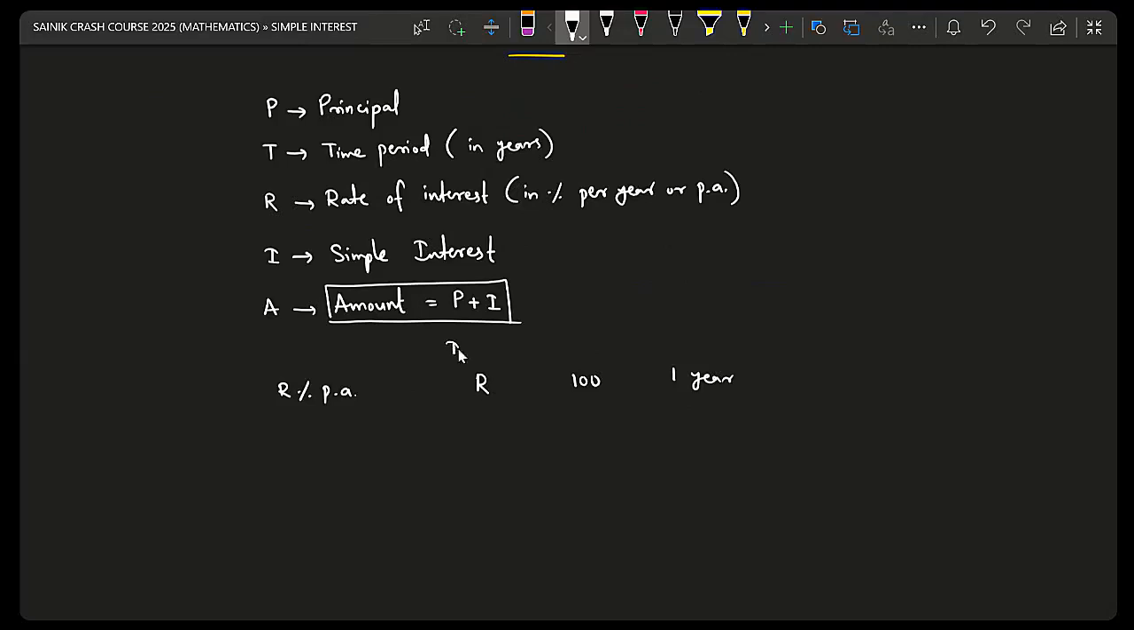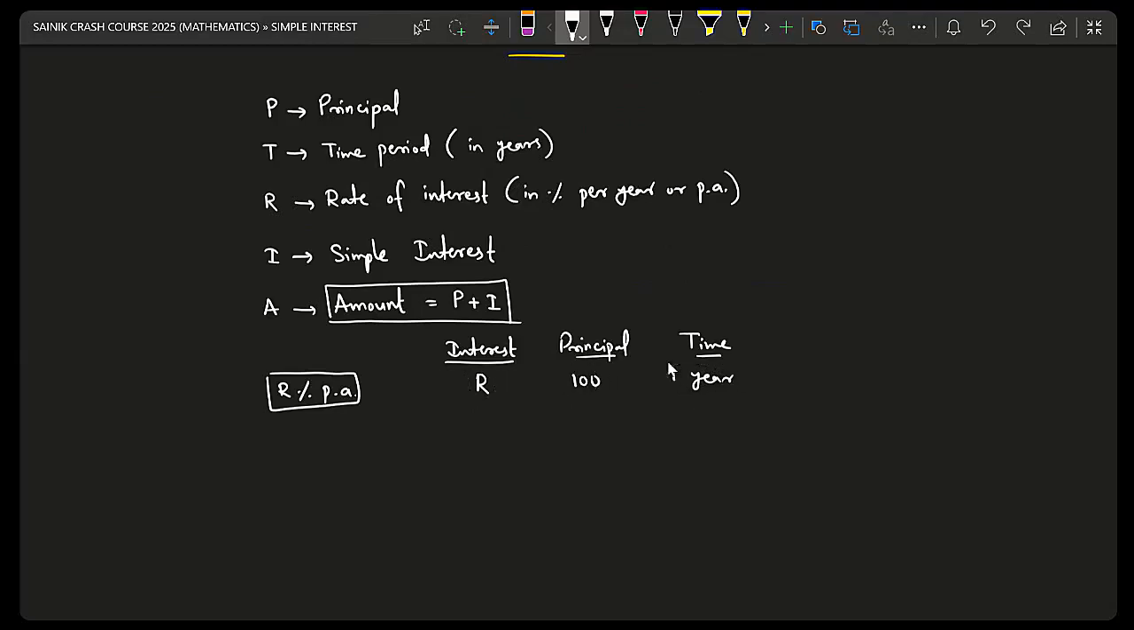The extra amount is always called the interest. For how much principal? 100 rupees. And for how much time? 1 year. So this is the meaning of R% per annum. What do you mean by R% per annum? We are going to pay R rupees extra for every 100 rupees in the period of 1 year.